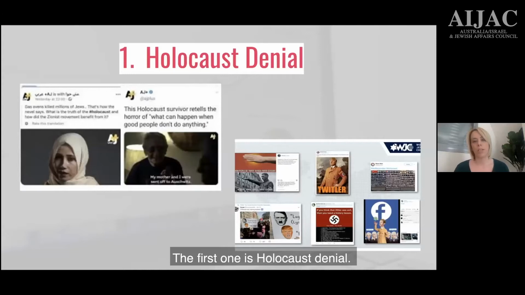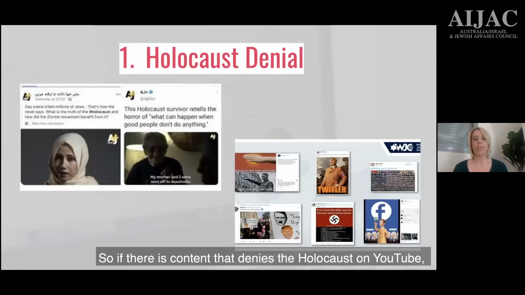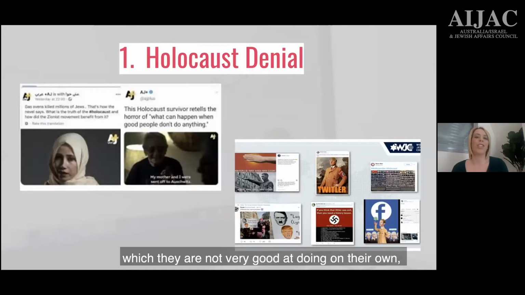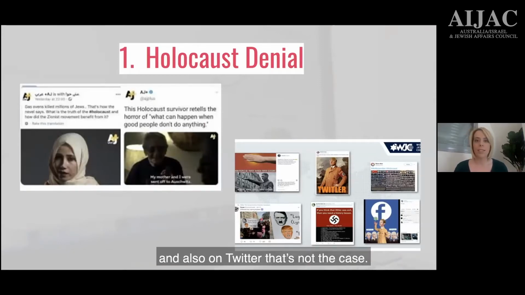The first one is Holocaust denial. Now, let me preface this by saying that Google, which is YouTube, has explicitly banned Holocaust denial. So if there's content that denies the Holocaust on YouTube, it will be removed according to their standards, if they find it, which they're not very good at doing on their own, or if it's reported. However, on Facebook, that's not the case. And also on Twitter, that's not the case. It's okay to deny the Holocaust on Twitter.